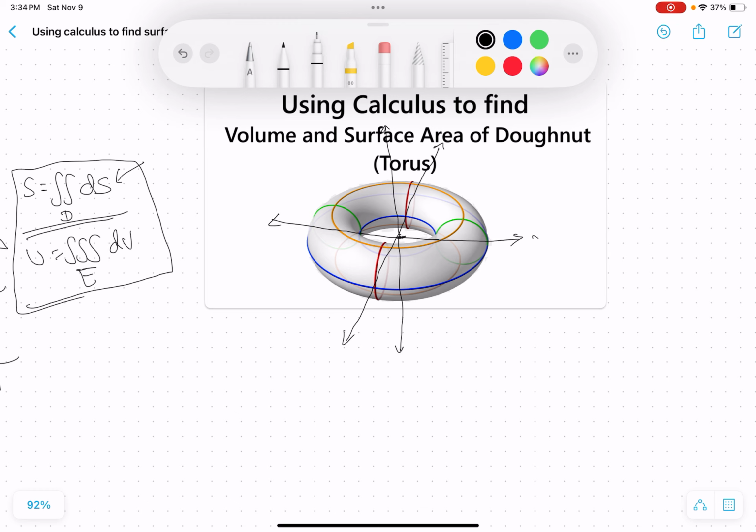That means basically half of the torus is above the xy plane and half of the torus is below the xy plane, so that the xy plane is going exactly through the middle of this circle, right?